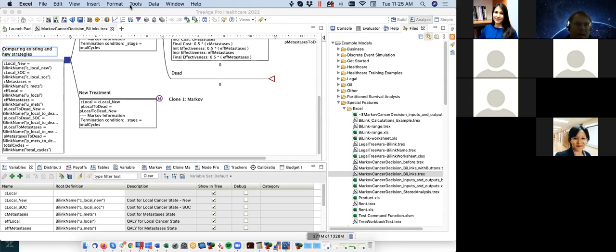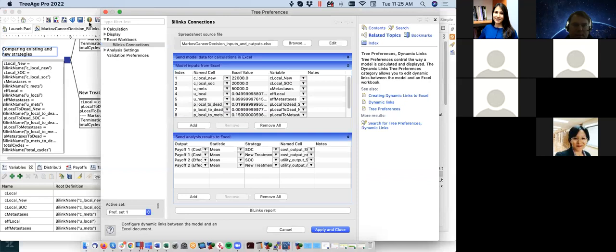And the way that's set up, and this isn't particularly new, is in tree preferences. Any value that's in Excel, these are all named cells in Excel, can be pulled back into your model and used as inputs. So what that allows you to do is potentially give someone a spreadsheet, say, give me all the parameters you want, and I'll just attach them to my model.